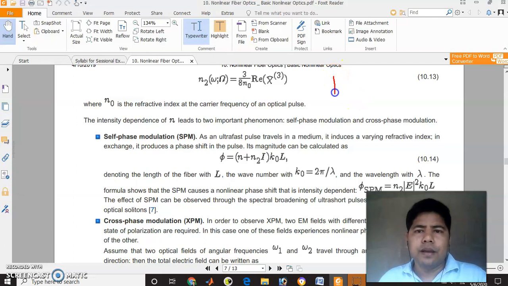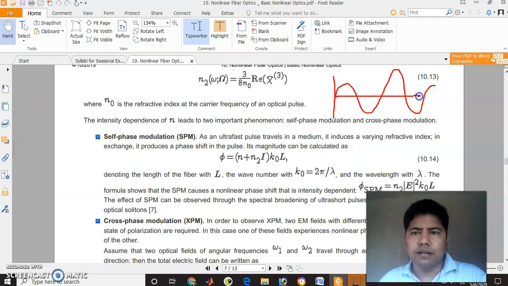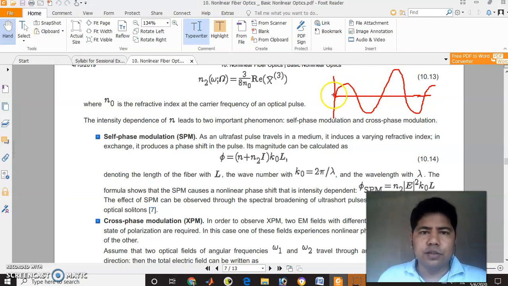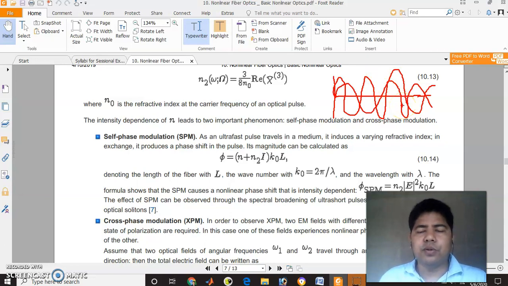Say for example, this is the pulse having the same frequency that was launched, but due to the nonlinear refractive index, the pulse will keep changing its phase, and as the phase changes, its frequency will change. That will produce different frequencies, giving us a larger number of frequencies.